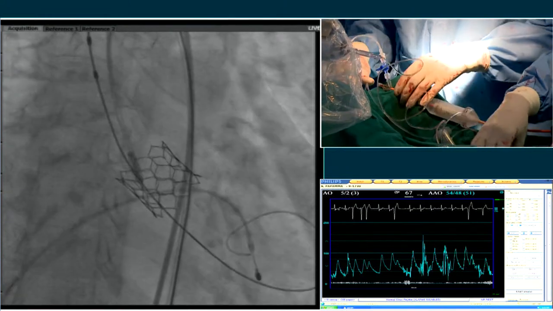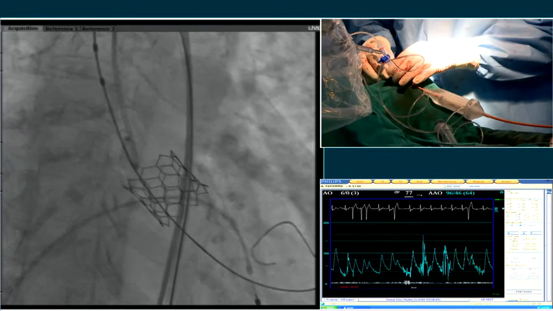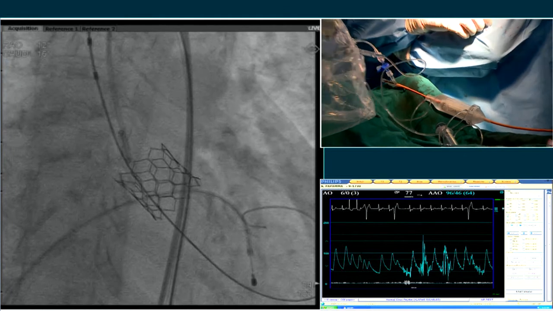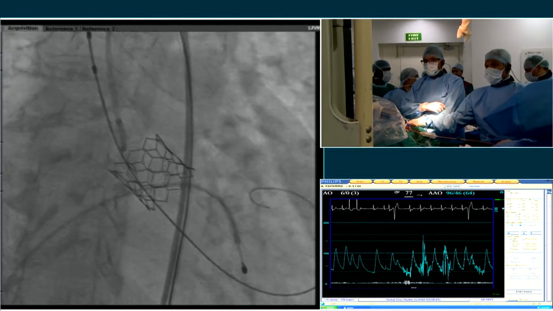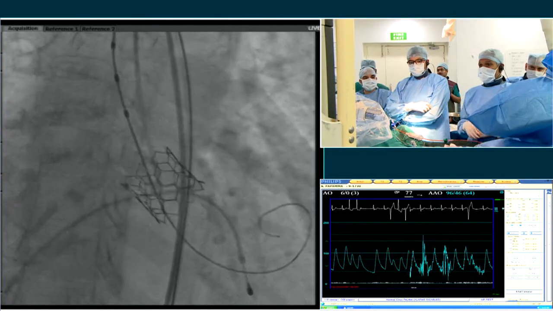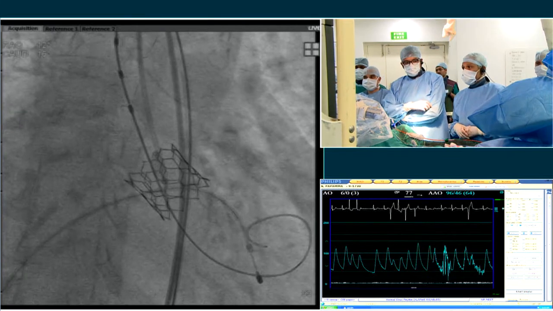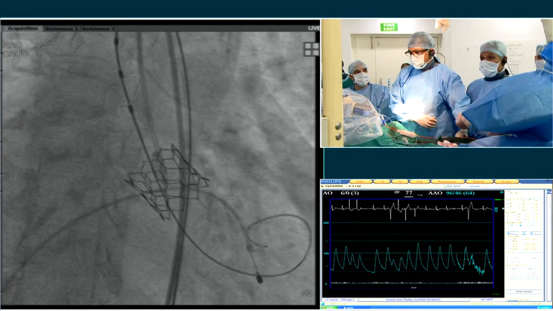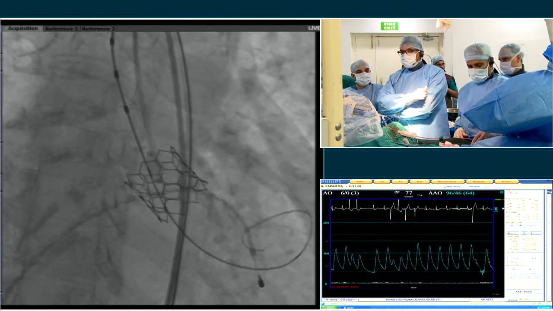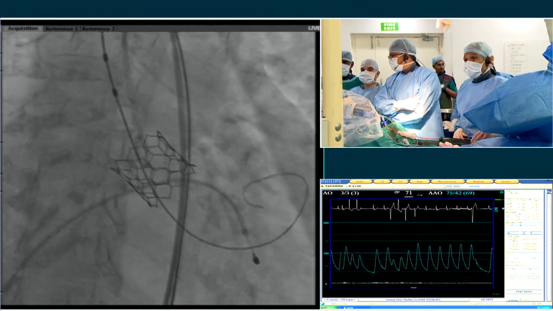Okay, pressure's recovered. So can we get a look at the echo or? Well, we're getting the echo ready. Maybe we'll do one injection. What do you guys think of the deployment? Let's play that deployment again, please. Okay.